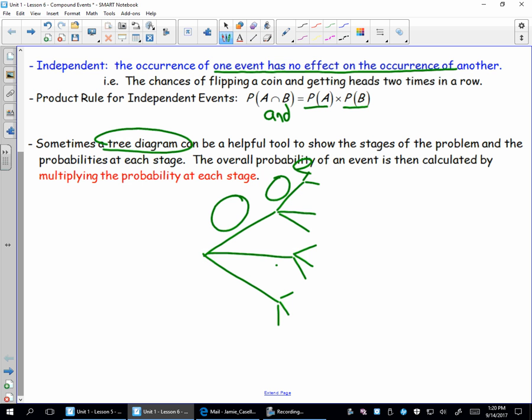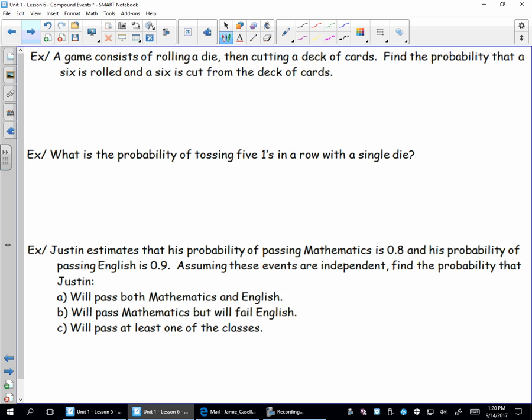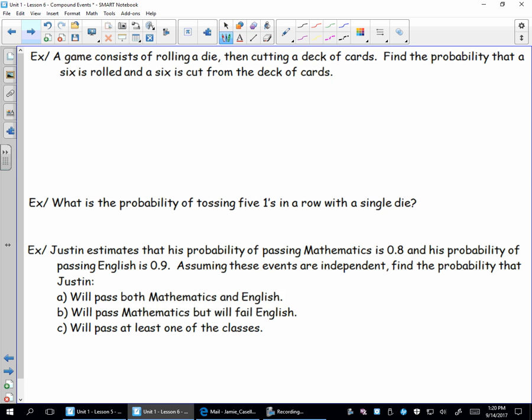Okay, so we're going to try one, a nice simple one to start. A game consists of rolling a die and then cutting a deck of cards. Find the probability that a 6 is rolled and a 6 is cut from the deck of cards. Let's move this down for just a second here. So I want to get a 6 and a 6. These two things have nothing to do with each other. Rolling a dice, cutting a card have absolutely nothing to do with each other. So I can simply find the two things separately and multiply them together. What's that going to look like?